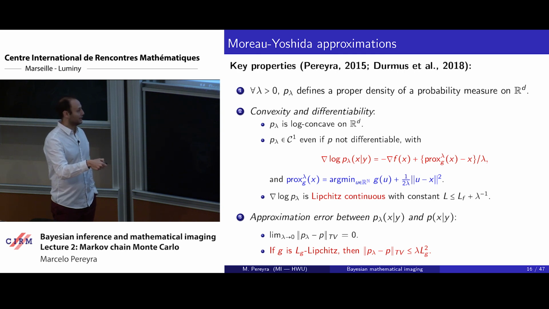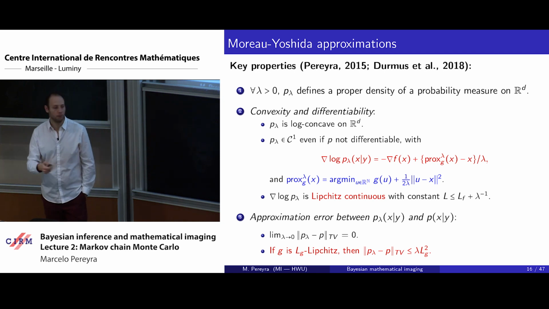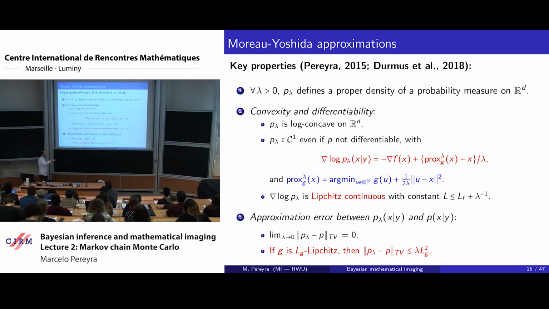And for finite lambda, if we're in the case where g is Lipschitz, so for instance the L1 norm, then I can bound explicitly the distance between p lambda and p in terms of lambda. So I have very good control of my approximation.